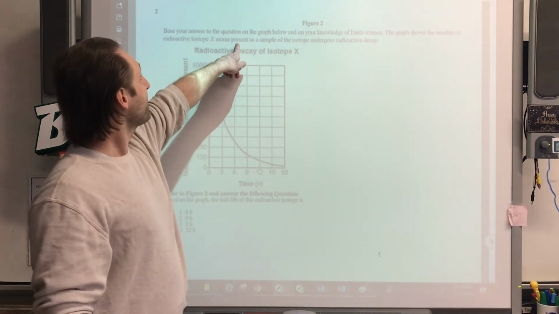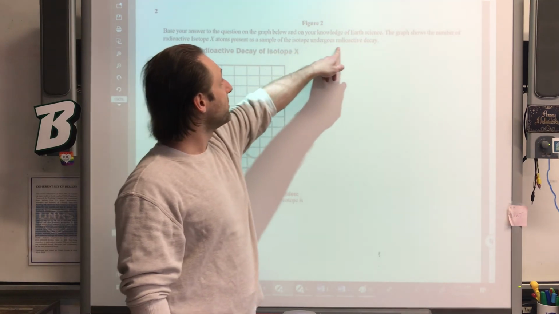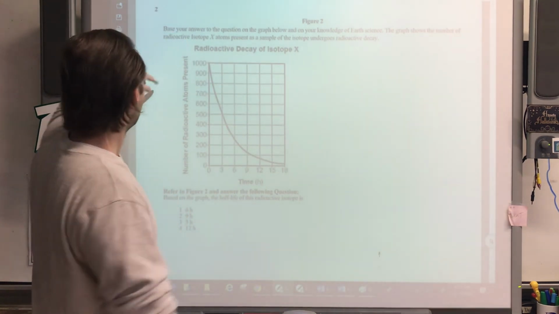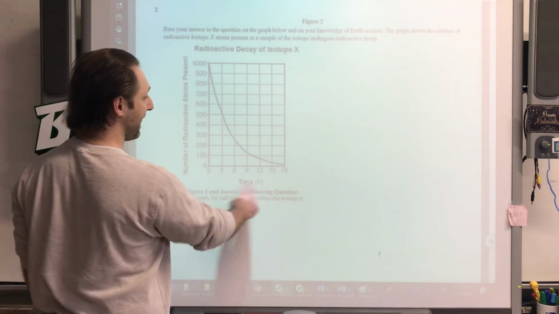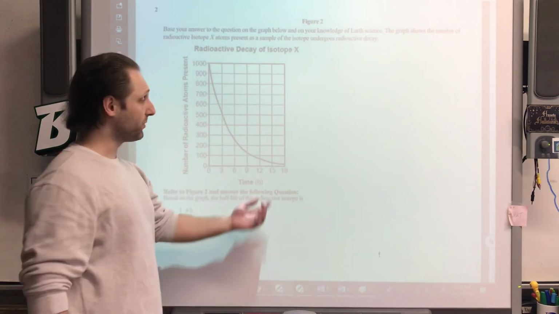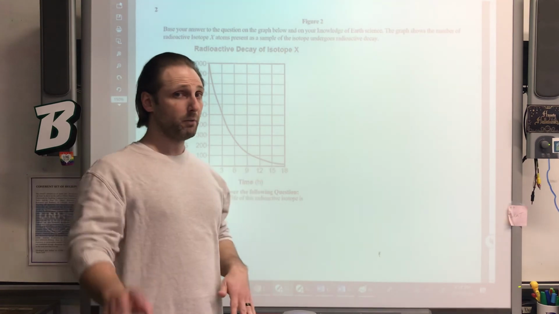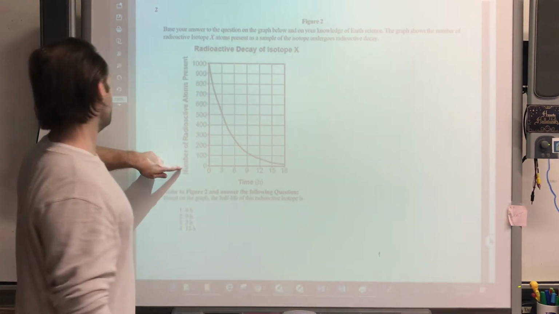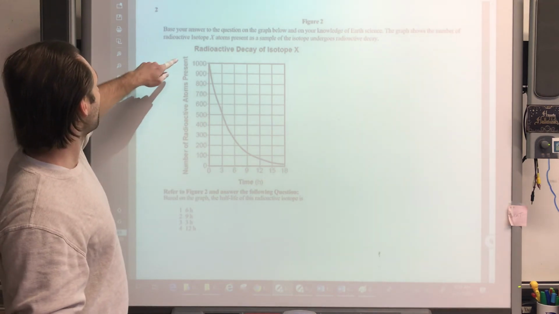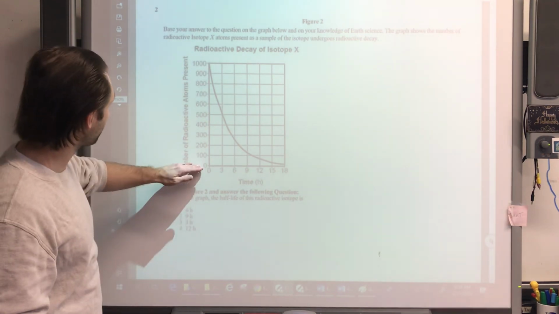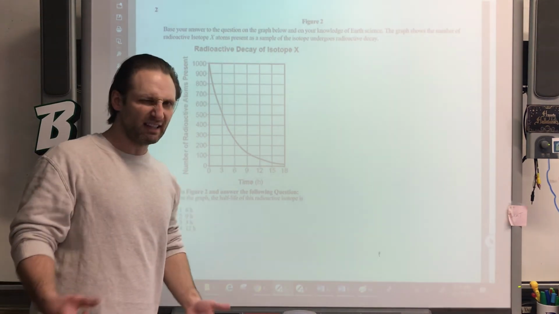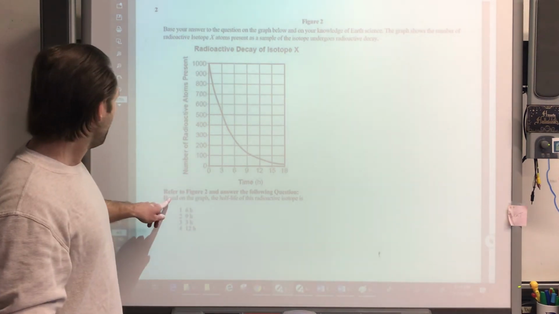All right, so present as a sample of the isotope undergoes radioactive decay. So I've got radioactive decay as my title. I've got some axis titles. I've got time, hours. Oh, if we're dealing with hours, we're not dealing with years. We are not dealing with something from the reference tables yet. Not yet. Okay, number of radioactive atoms present. Okay, so we've got the amount of radioactivity, so the amount of atoms, the number of atoms, kind of like mass in a way. Okay?